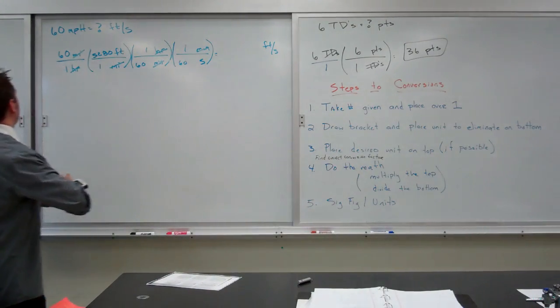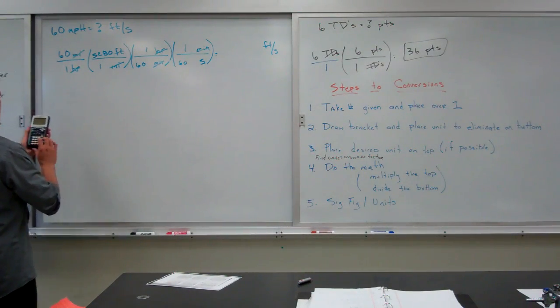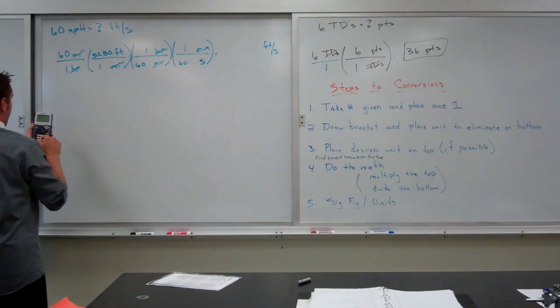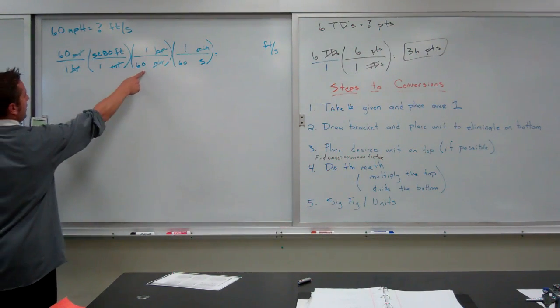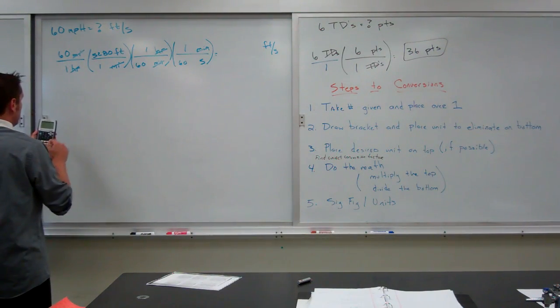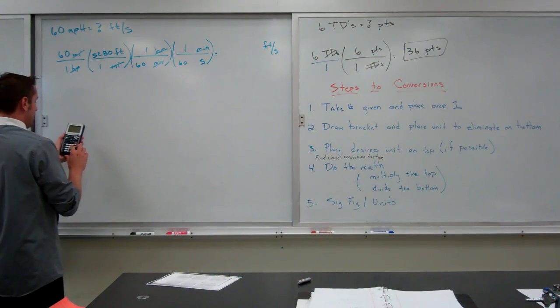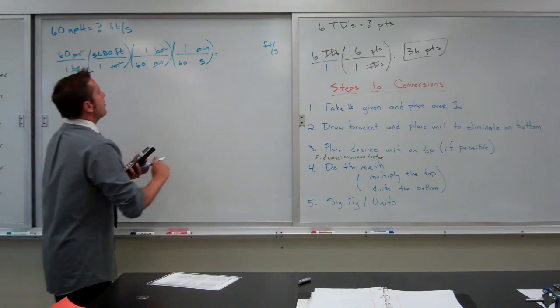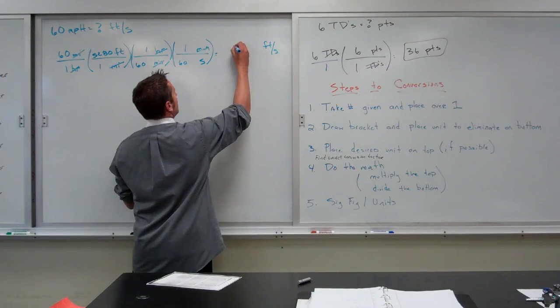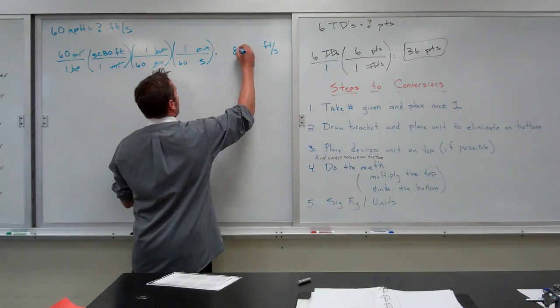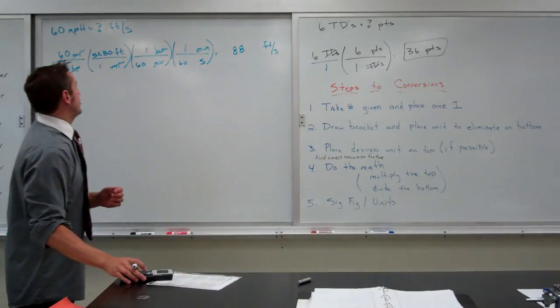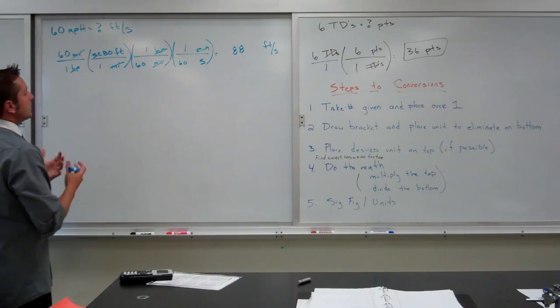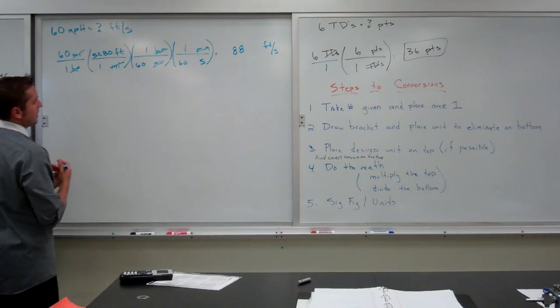Now we do our math. I take 60 times 5,280 divided by 60 divided by 60. My calculator says 88 feet per second. And then last but not least, I check my sig figs.